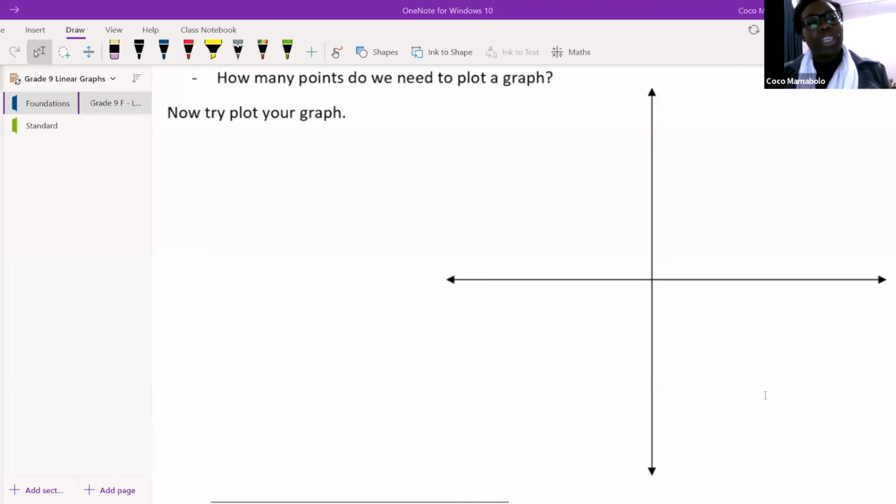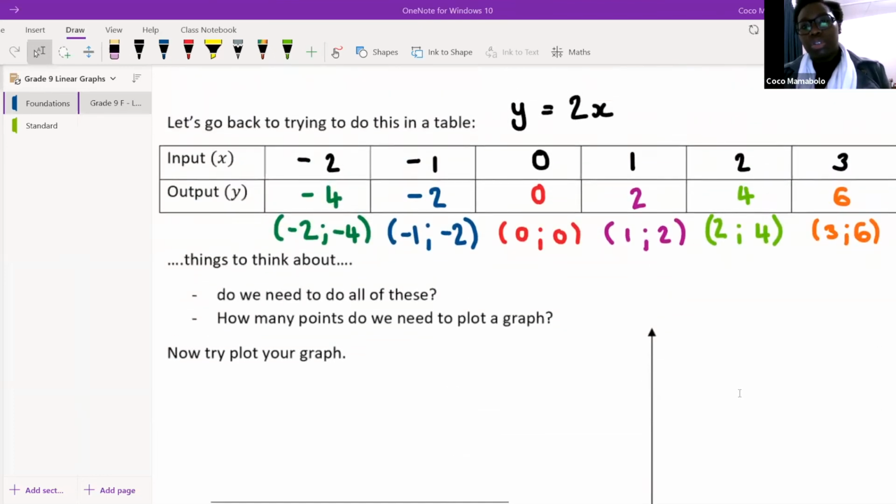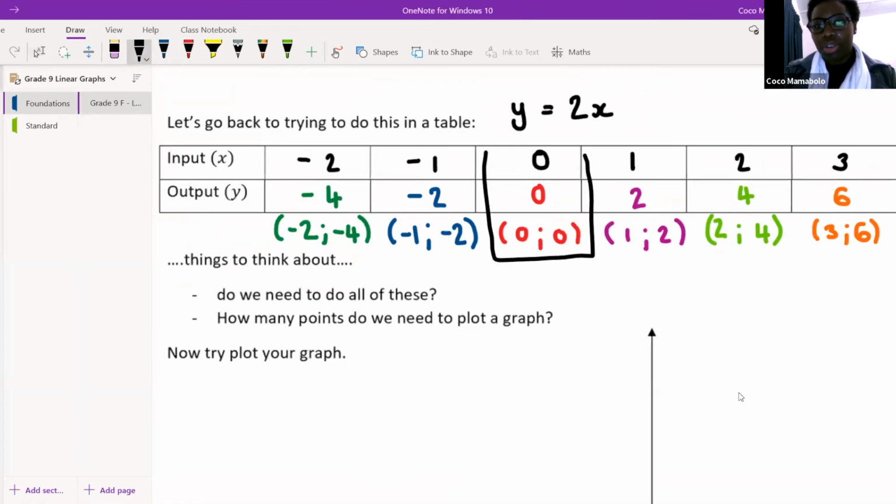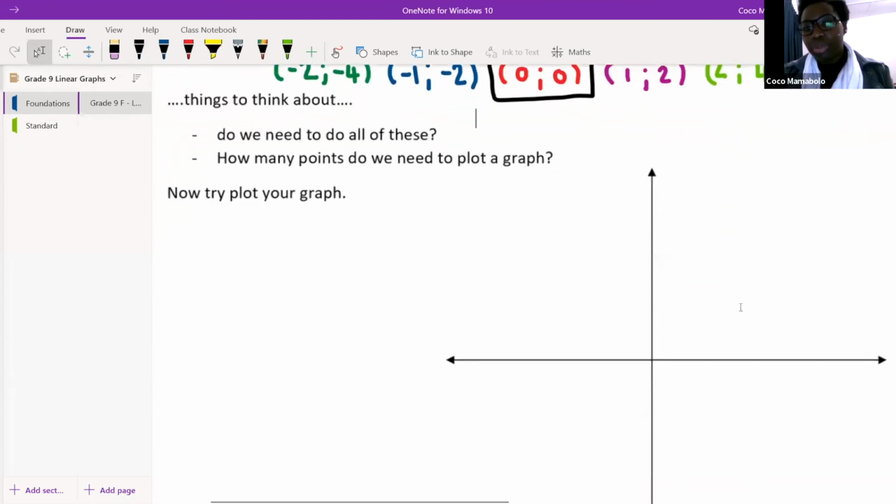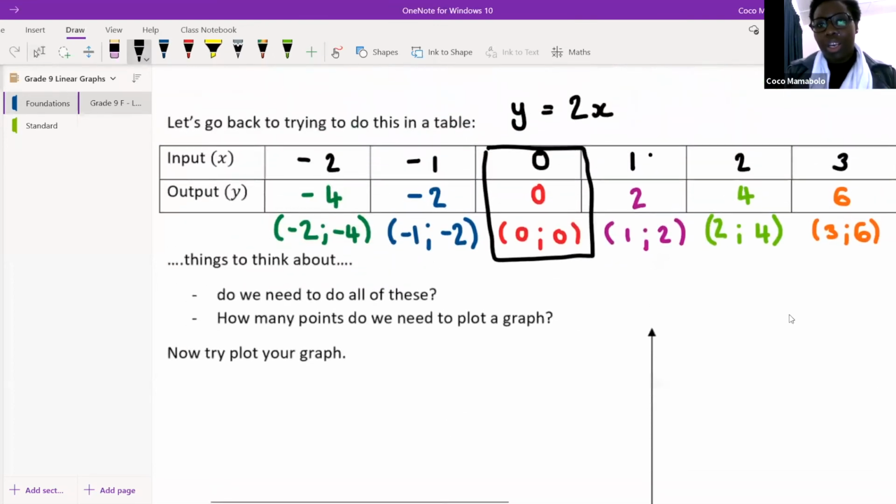Okay. So what we can do is go to our graph and choose just 2 points. We only need 2 of them. What I would like to do is choose the easiest point. I'm going to choose 0 and 0, because it's nice and easy, and I know where to find it. On my graph, it's this point here where the lines meet, my origin. And then I'm going to choose the point 1 and 2.